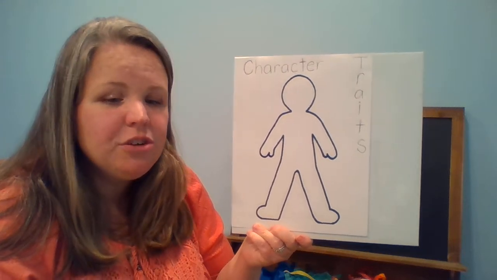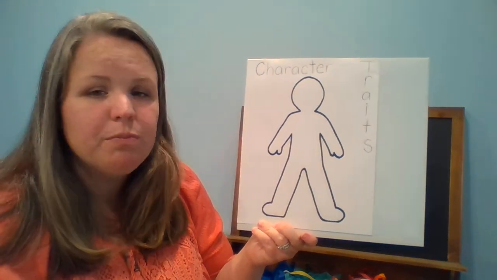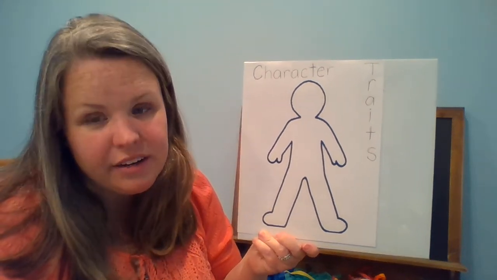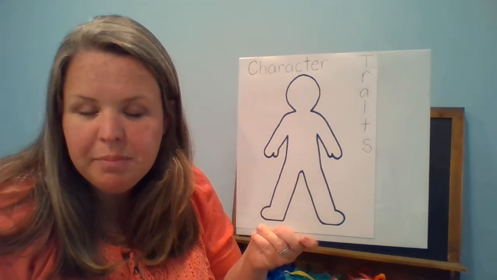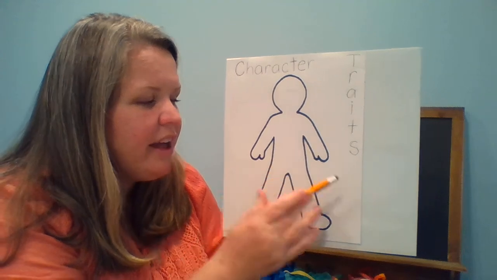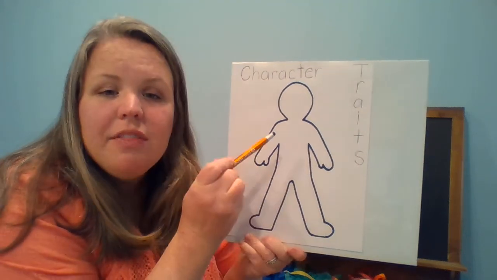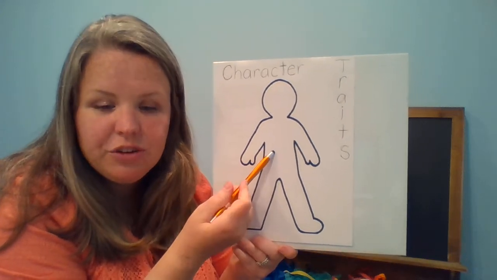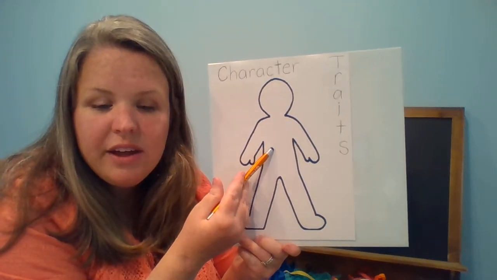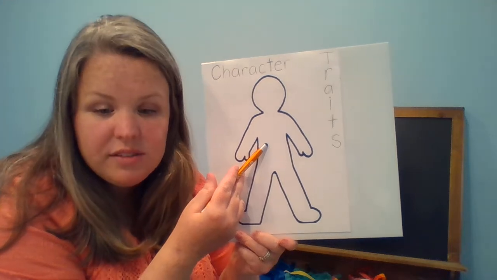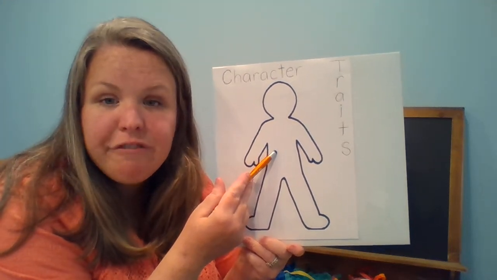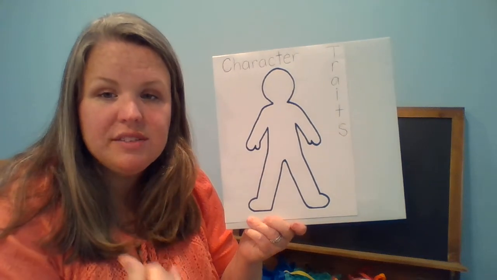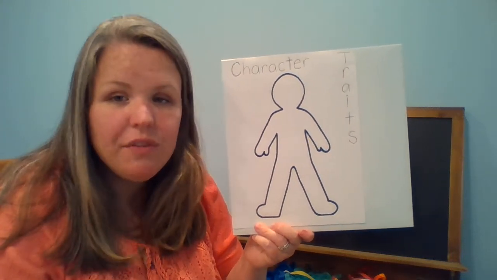Now, the reason I chose this one is because I want us to watch for inside character traits and outside character traits. So the reason I picked this is that we can write inside and outside. The inside character traits that we're going to look for are personality traits. So things that the character says or does, thoughts that they have, feelings that they have, or actions that they do. So all the things that would happen on the inside.